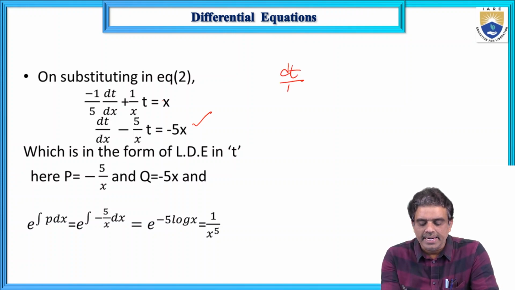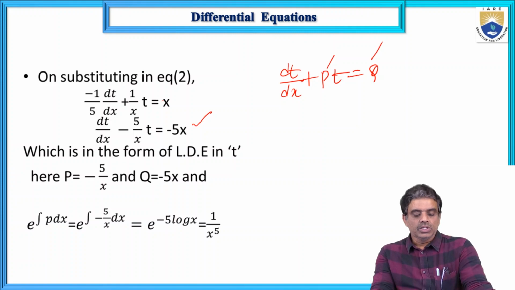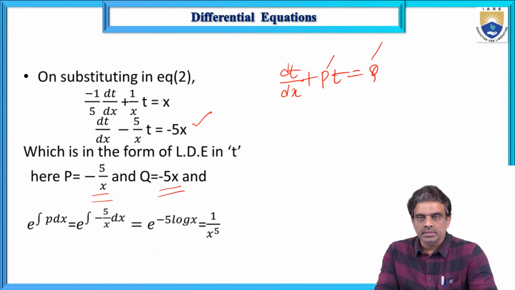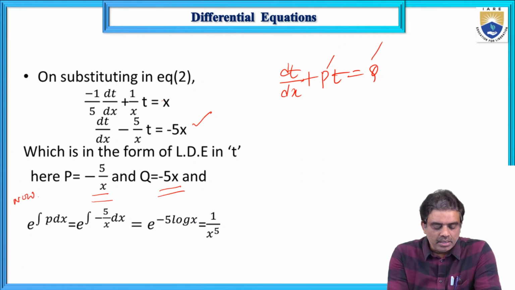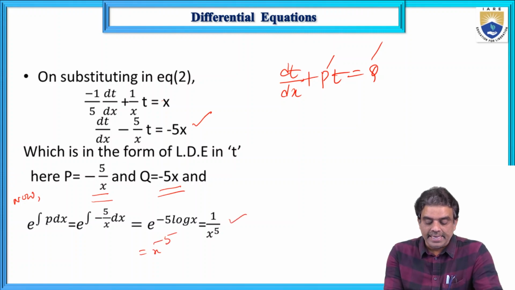It is in the form dt by dx plus p into t is equal to q, where p and q are functions of x, which is a linear differential equation of first order in t. So here P is equal to minus 5 by x and Q is equal to minus 5x. Then I am calculating e power integral p dx. E power integral minus 5 by x dx is equal to e power minus 5 into integral 1 by x dx, that is log x, or it is x power minus 5, which is equal to 1 by x power 5.